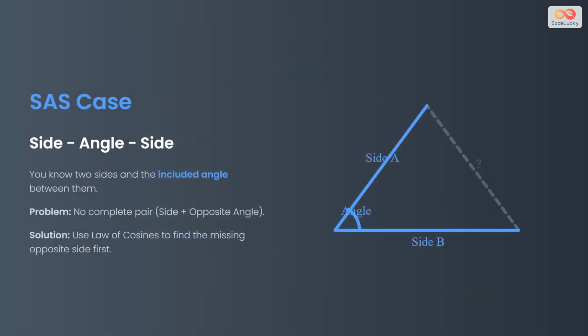Now, what if the answer is no? If you do not have a complete pair, you must use the law of cosines. The first common scenario is side-angle-side. Here, you know two sides and the included angle trapped between them. Since you lack the side opposite the known angle, the law of sines is impossible to use directly. The law of cosines effectively unblocks you by allowing you to solve for that missing opposite side.